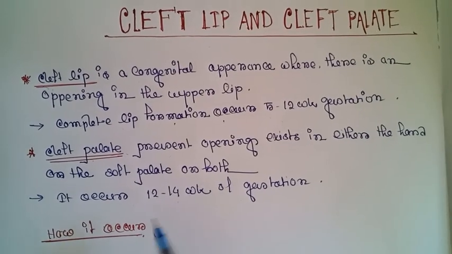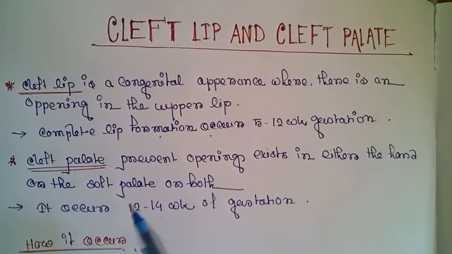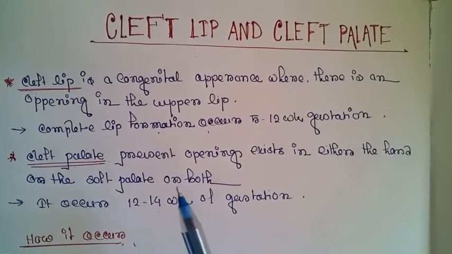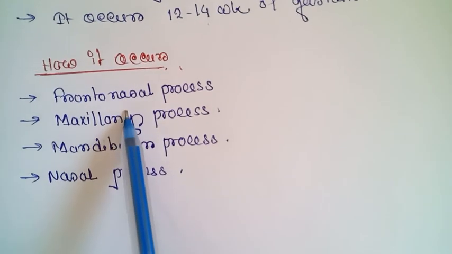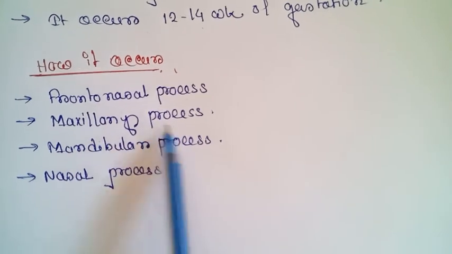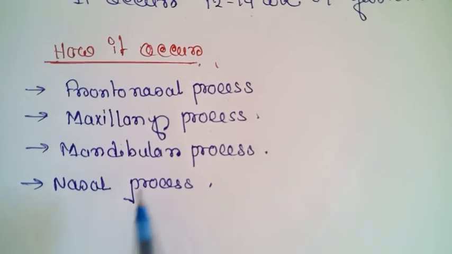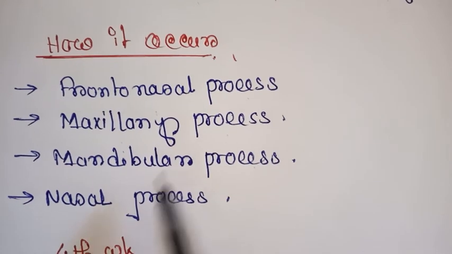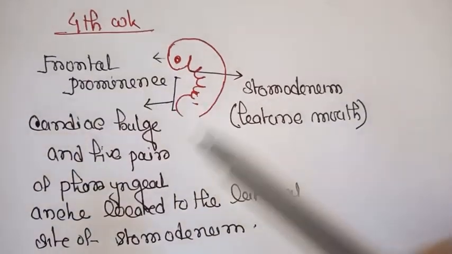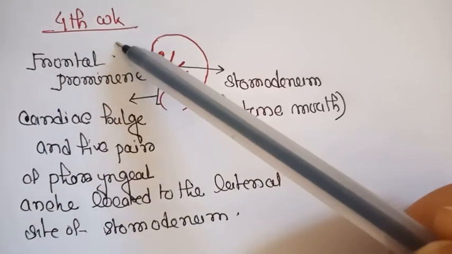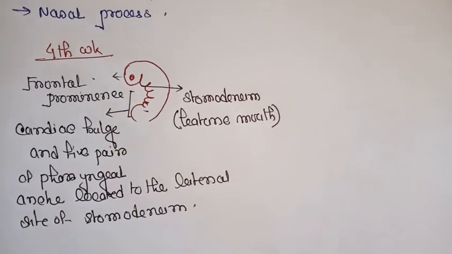Now I will discuss how the cleft lip and cleft palate are formed. Before knowing how they are formed, we should know four things: the frontonasal process, maxillary process, mandibular process and the nasal process. So let's discuss this formation. These processes begin at the 4th week of gestation, when the formation of the face starts. In the 4th week of gestation, the embryo structure is this.